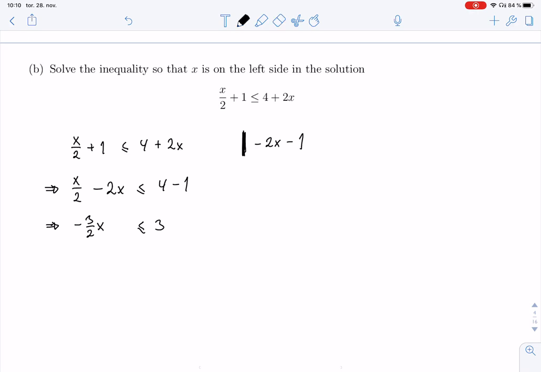I now need to get rid of this minus 3 over 2. So I multiply with minus 2 over 3. If I do that, my minus 3 over 2 multiplied with minus 2 over 3, I will cancel all the 3's and the minus, and I will end up with 1. That's on the left hand side.